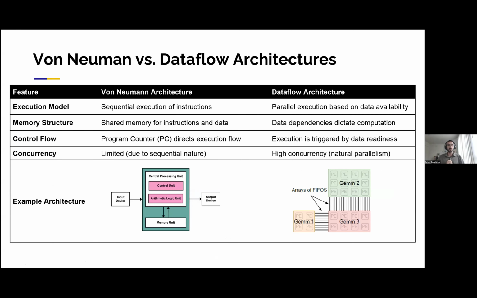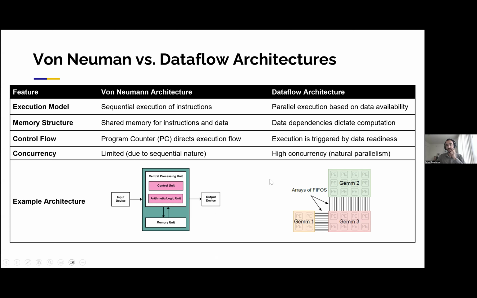There are generally two types of hardware architectures: the von Neumann architecture and data flow architectures. The von Neumann architecture is basically a load, compute, store architecture. It has a sequential nature because it executes instructions sequentially, with a shared memory for instructions and data and a program counter to direct the execution flow. It's limited in concurrency due to its sequential nature. This includes CPUs and also GPUs.